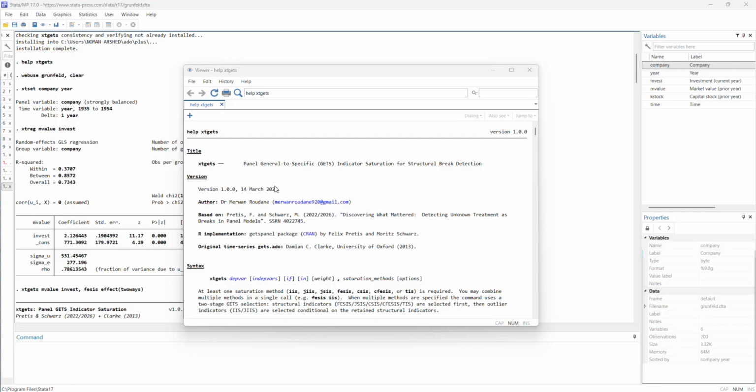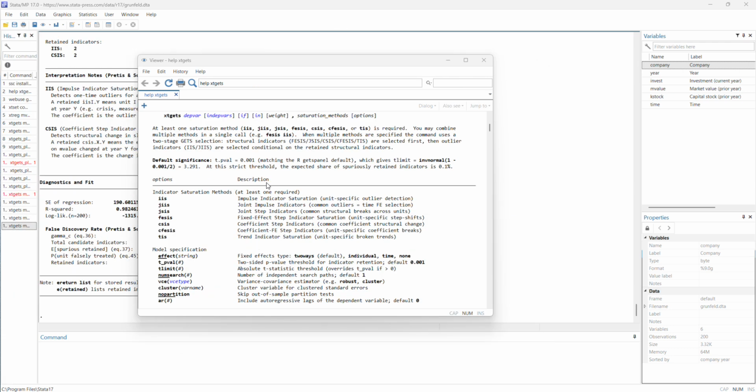Another library in Stata is named xtgets. This is used for general-to-specific testing to check if there's a structural break in the data because of any cross section or time period interaction. So it can check that in the data. We start with examples and then I will build on it.